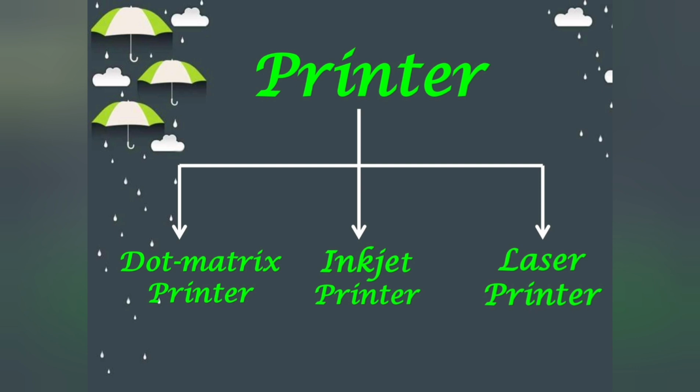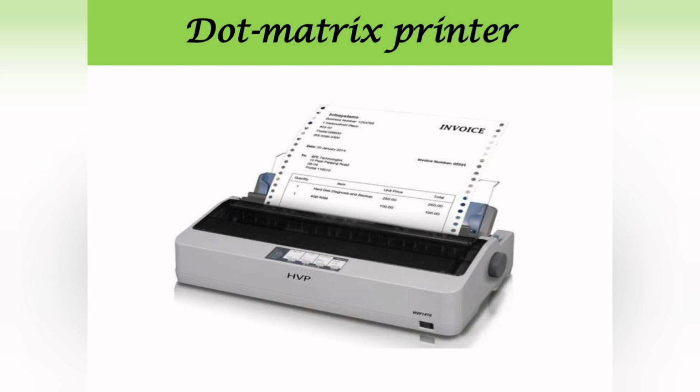Printers are classified into three types. What are they? They are the dot matrix printer, inkjet printer, and laser printer. These three types of printers vary in size, speed, and cost. Let us see the uses of these three types of printers one by one. First one is the dot matrix printer.